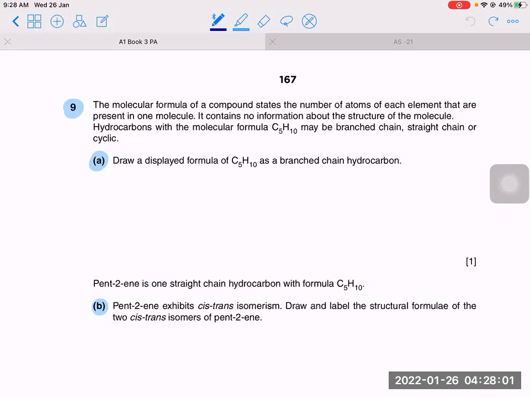So you need a chain isomer, you can't make pentene. This is C5H10, so this is CnH2n. So you can't give pentene. So give something else. Let's make a main chain of 4. And the 5th one we'll put on the 2nd carbon.